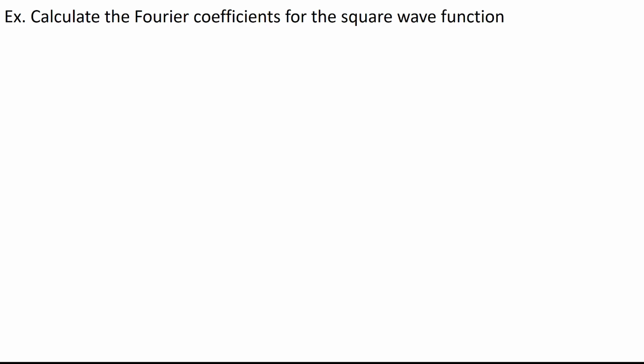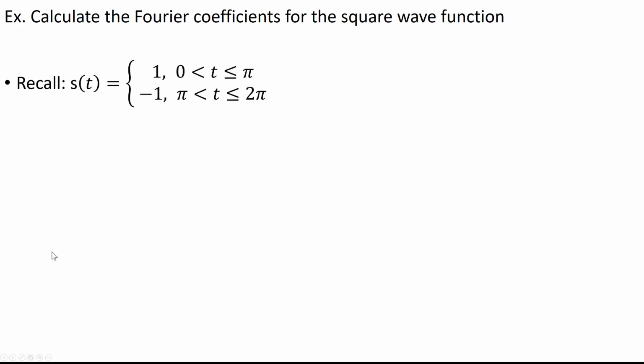In class today, we motivated and derived a formula for the Fourier series coefficients of an arbitrary 2π periodic function. In this video, we'll give a specific example by calculating the Fourier coefficients for a square wave function. Recall from class that the standard square wave is given by the function whose value is 1 over the interval 0 to π and -1 over the interval from π to 2π.